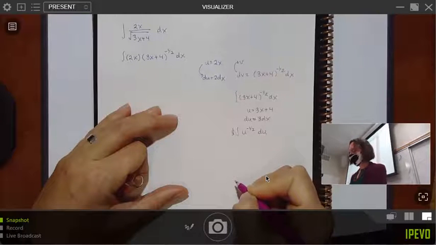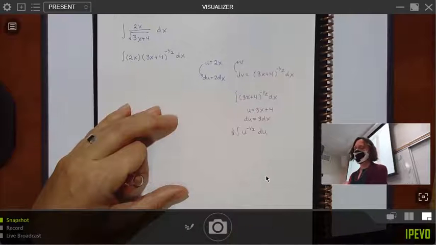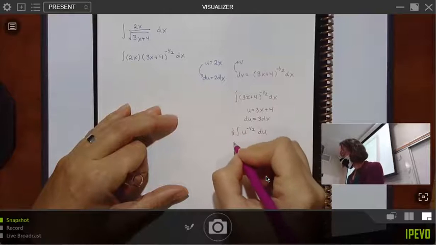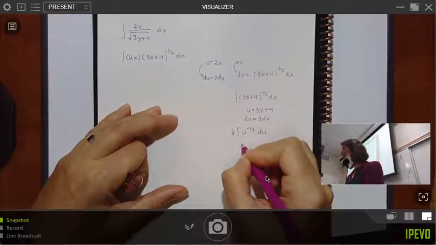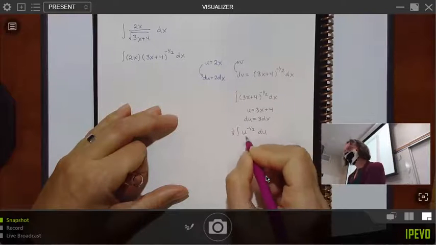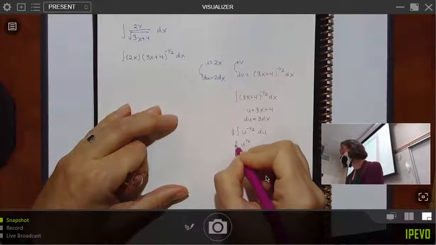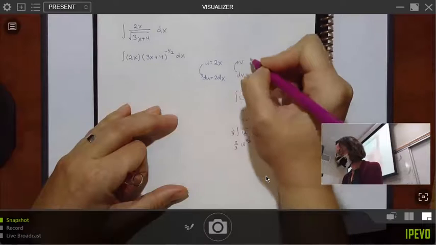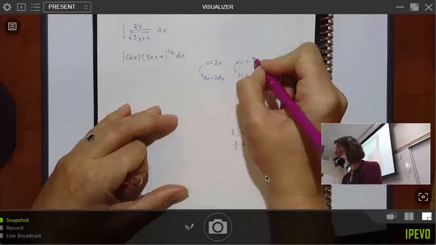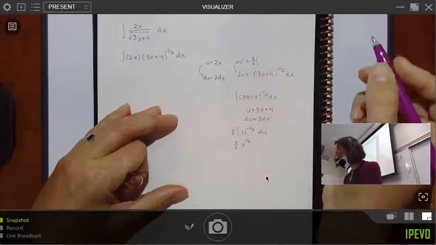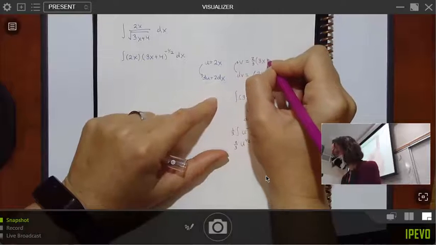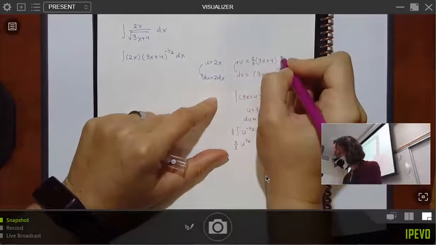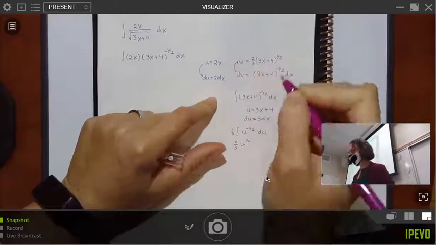To integrate that, not ignoring the question in the chat, I actually don't know if the solutions are incorrect. I'm going to get an answer first and then we'll check. If I add 1, that's going to be u to the 1/2, but dividing by 1/2 is the same as multiplying by 2. So my v is 2/3 of 3x plus 4 to the positive 1/2.